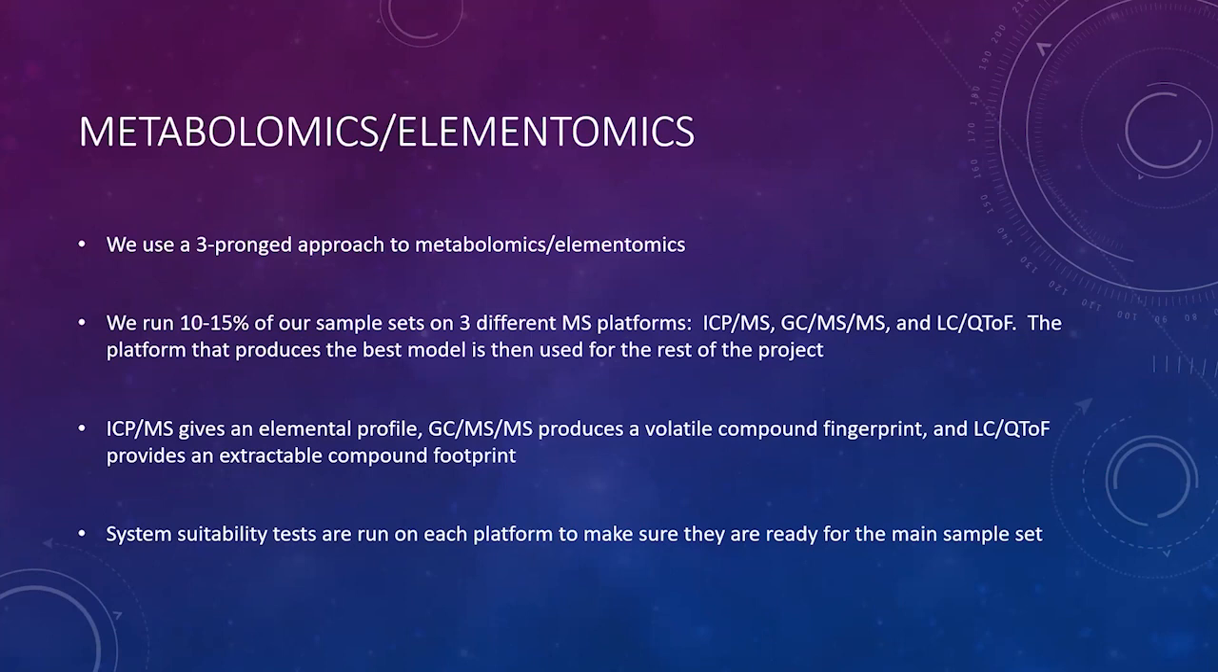System suitability tests are run on each platform to make sure they are ready for the main sample set. This means that we'll run QC samples and blanks to make sure that the systems are stable, because as soon as we start, we don't want anything to change. The most important part about metabolomics and elementomics is that every sample is run exactly the same. If we don't do that, then we can get variability in our studies. And variability is a killer for these sorts of studies.